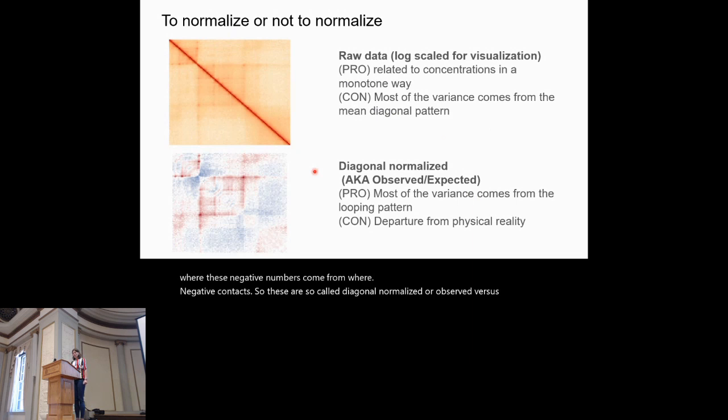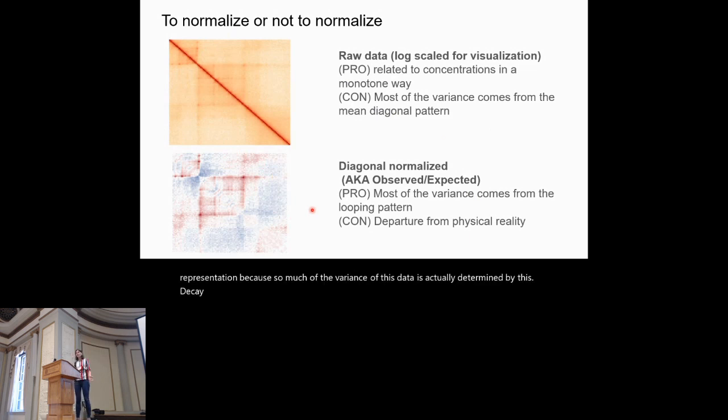All we've really done is, this is already in log space, otherwise it's very hard to see because the diagonal is so dominant in this plot. So we just subtract out the diagonal values. The reason for doing this is partly visualization. You can see this is exactly the same data, but you can see a lot more structure in this representation, because so much of the variance of this data is determined by this diagonal decay. If you remove it, you can see a lot more structure, a lot more looping structure.